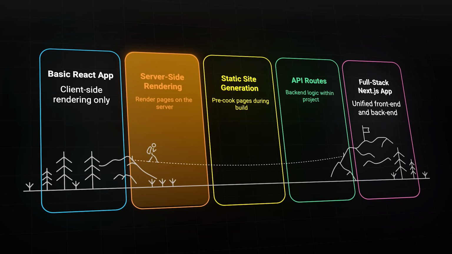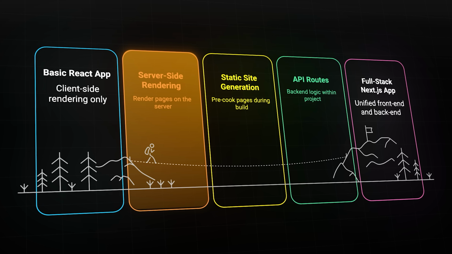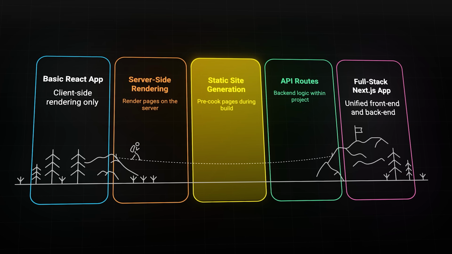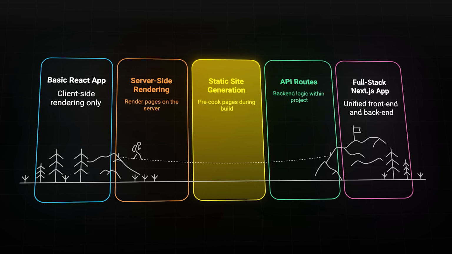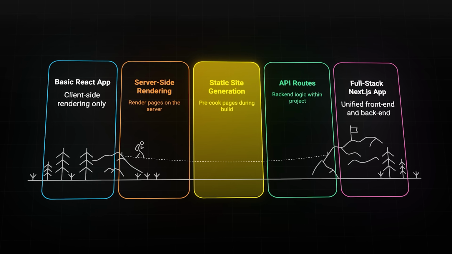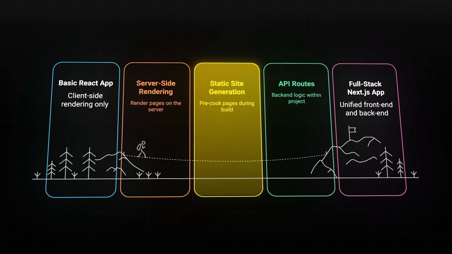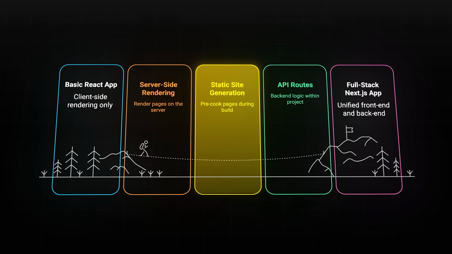That means faster loads for users and much better SEO, since search engines see real content right away. Then there is static site generation, or SSG. Think of it as pre-cooking your pages during build time. If you're running a blog or doc site, the pages are generated once and then served instantly through a CDN. It feels lightning fast for the user while you still get to build with React.